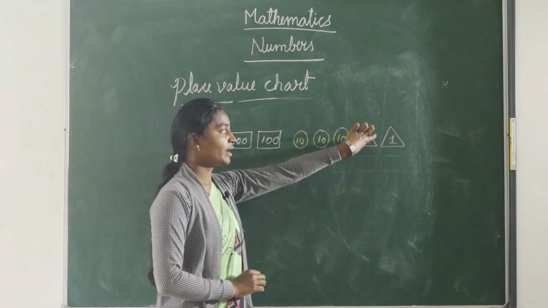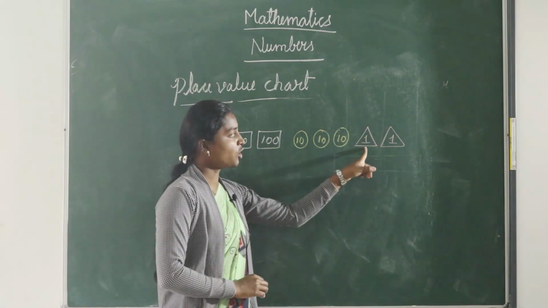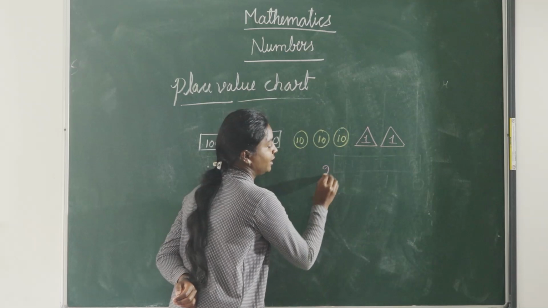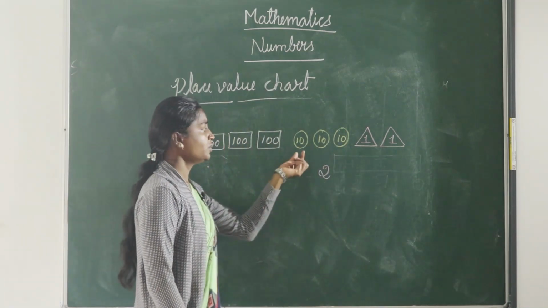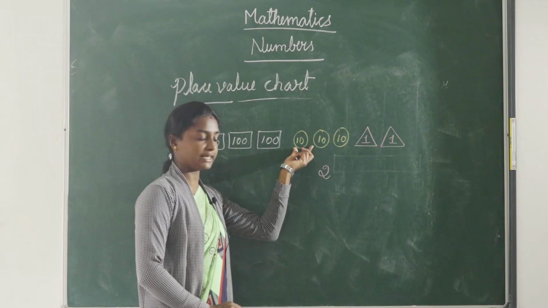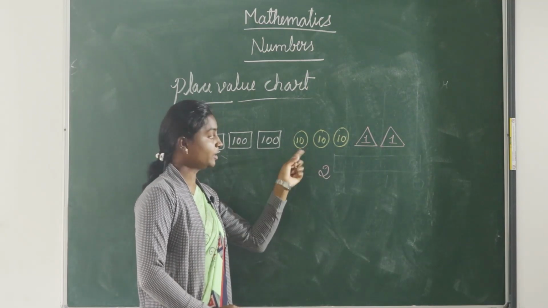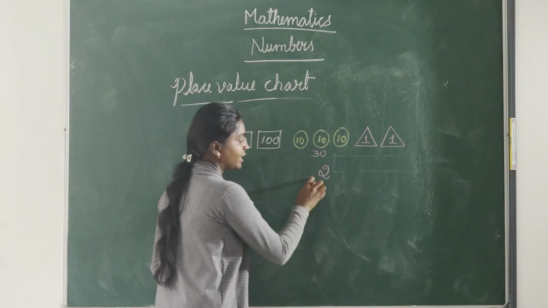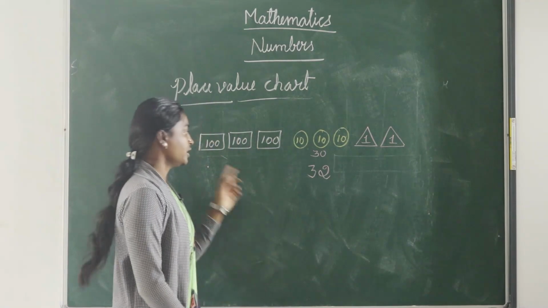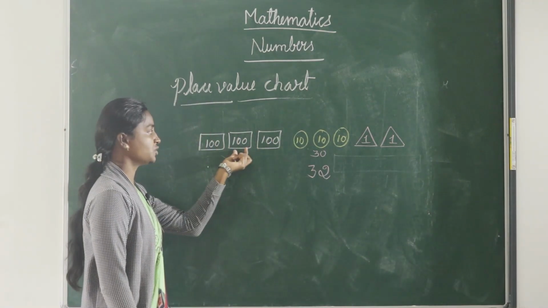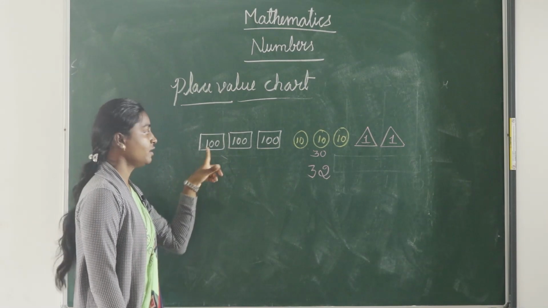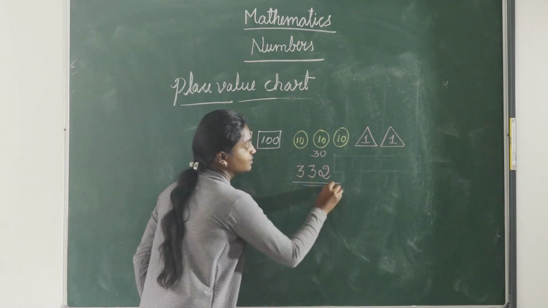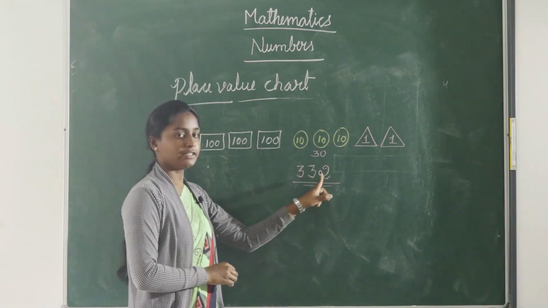In ones, this one figure stands for 1. So how many triangles are there in ones place? 2 triangles are there. So let's write 2. Now this circle stands for tens place. How many circles are there? 1, 2, 3. It means 30. So you have to write here 3. Now in 100 place, this rectangle shows 100. So how many hundreds are there? 1, 2 and 3. So what is this? This is 332.